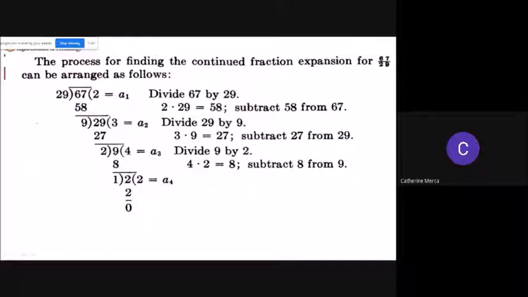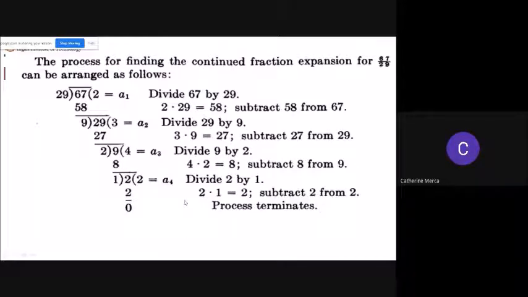So 4 times 2 will give you 8. So it's a series of divisions until you come up with 2 times 1 there is 2. So the remainder now is the value 2 minus 2, which will give you 0 there. We have a sub 1 now, a sub 2, a sub 3, a sub 4. So 67 over 29 has a sub 1 equal to 2, then you have 3, 4, 2.